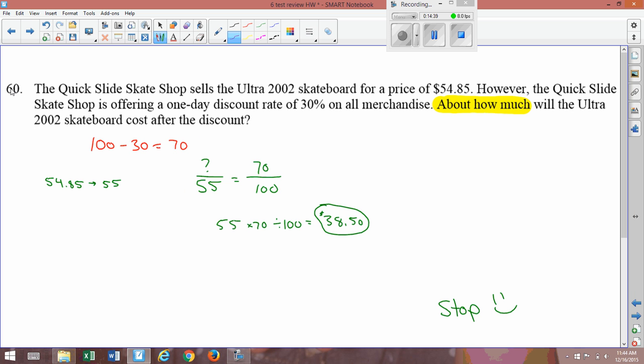This is the last one. Basically, they're saying if you take 30% off of the price of a skateboard, what's going to be the total cost? So 100 minus 30% equals 70. So you're keeping 70% of that $55. The reason I did 55 is because it's about how much. Crisscross divide, you get $38.50.